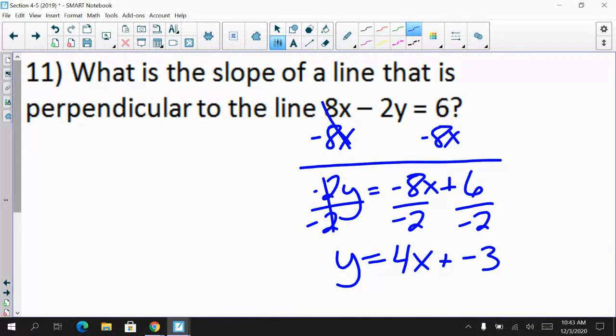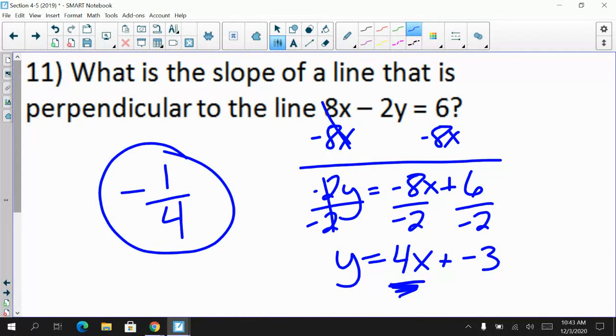So what is the perpendicular slope to 4? That's my final answer. Well, take the reciprocal and take the opposite. So your answer should have been -1/4.